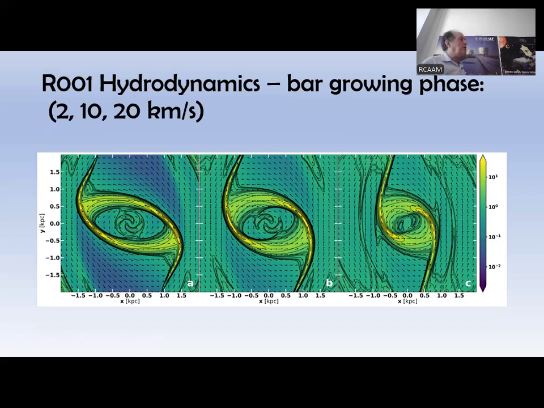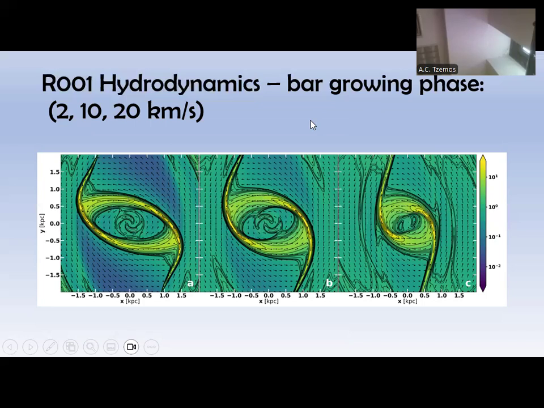And we have seen that the responses during this preliminary phase were also similar. So 2, 10, and 20 kilometers per second lead to these responses that you see here. Density. Here's the color coding. Yellow is large. Okay, so this is the response during the growing phase.